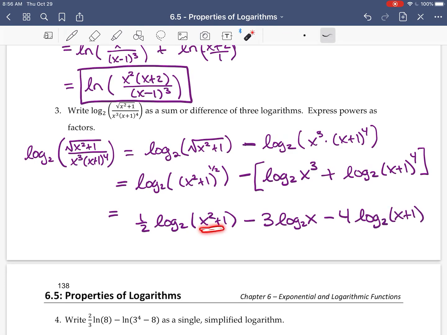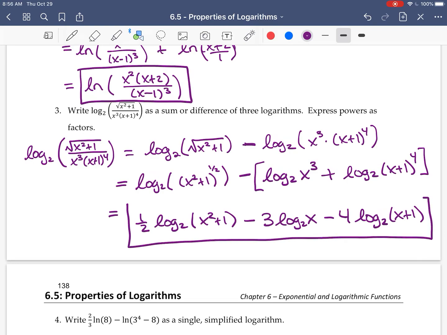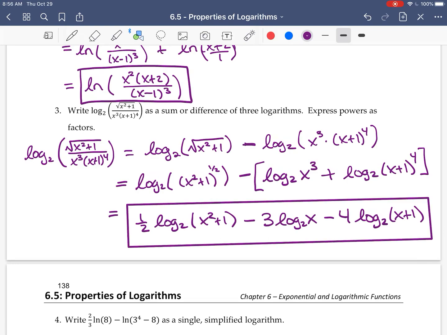Okay, now these logs with the pluses in them, I can't break them down any further because I cannot split when I have plus inside. Okay, so they're stuck like that. So this is the most simplified I can make it. So that's how I'd want to leave my answer.